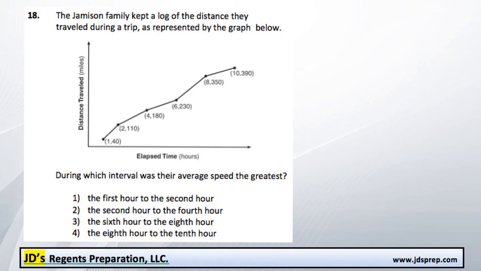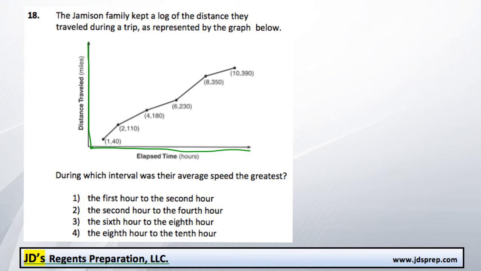Welcome to problem number 18 from the June 2014 Algebra Regents exam. In this question, I've got a graph here that's comparing the time of a road trip compared to the distance that this family is traveling. The question is, during which interval was their average speed the greatest?